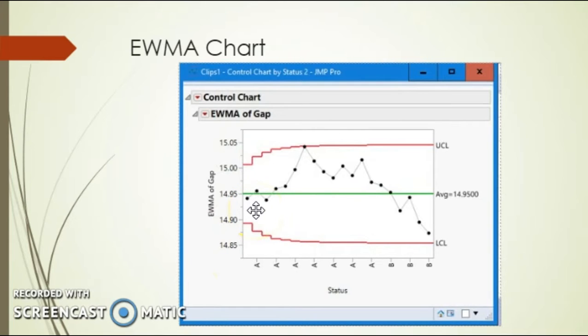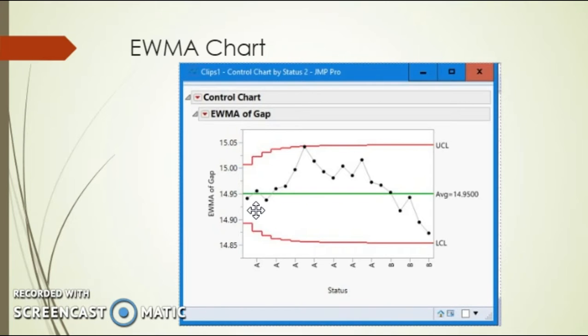Now the EWMA chart's a little bit different. It's the exponentially weighted moving average. It also is used to monitor small shifts in the process mean, and so it weights observations in geometrically decreasing order, so that the most recent observations contribute highly while the oldest observations contribute very little.